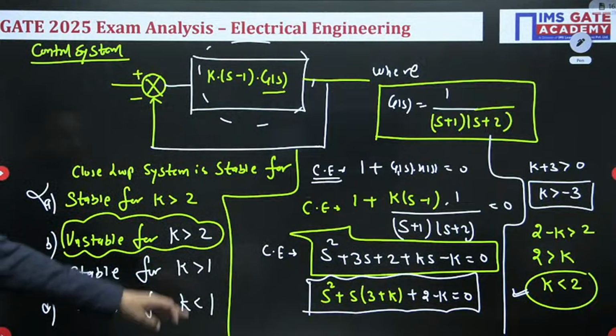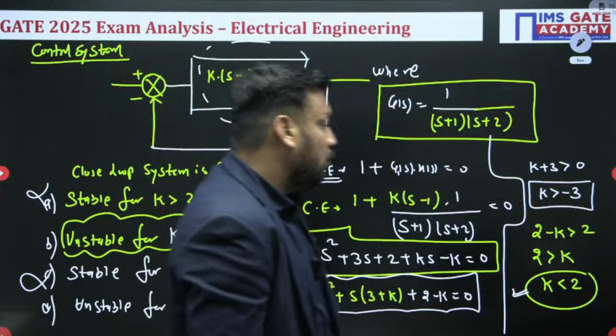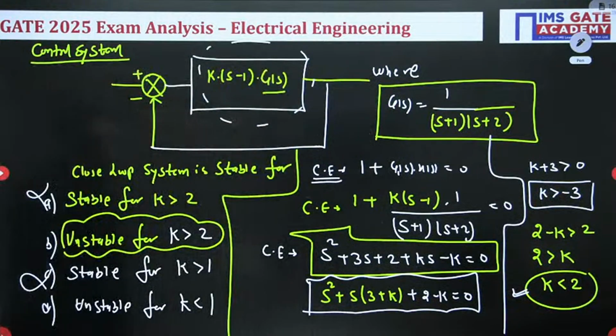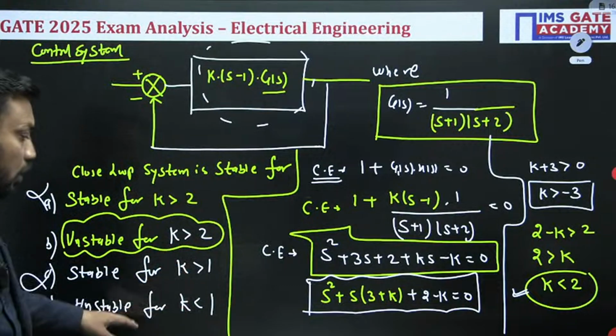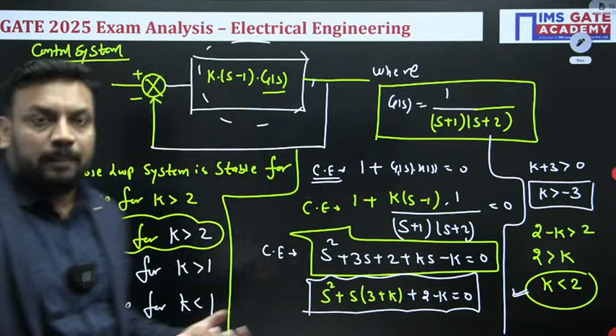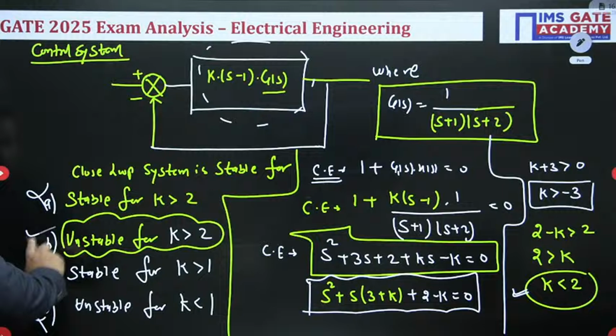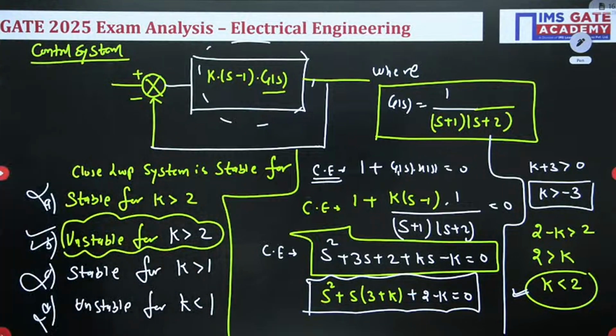And unstable for K less than 1. Here it is saying that K value is greater than minus 1 and K value is less than 2. So K value less than 1 for some values, but not for all, because if K is less than 1, the entire negative part also comes. Yes or no? So that is why this is also correct. Answer is option B. Unstable for K greater than 2. This is the best option among the 4. That is why we need to choose the best option.